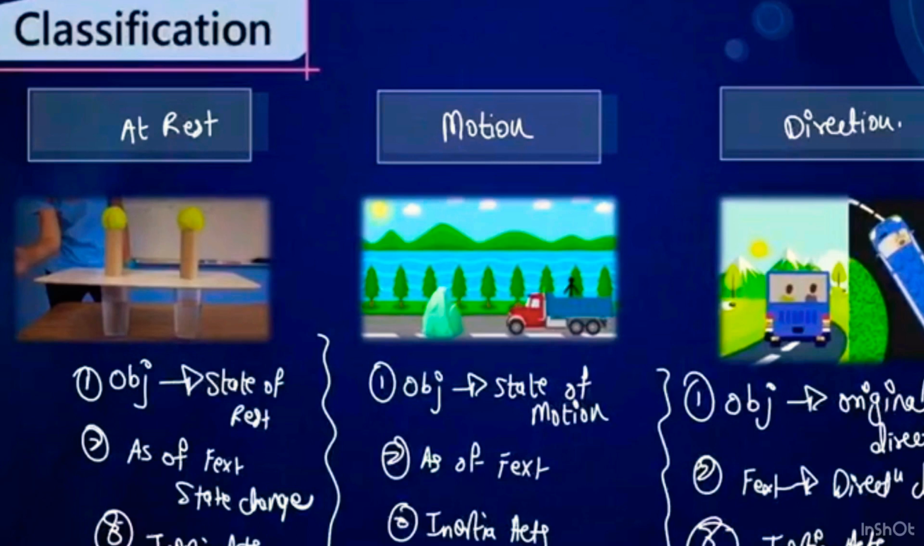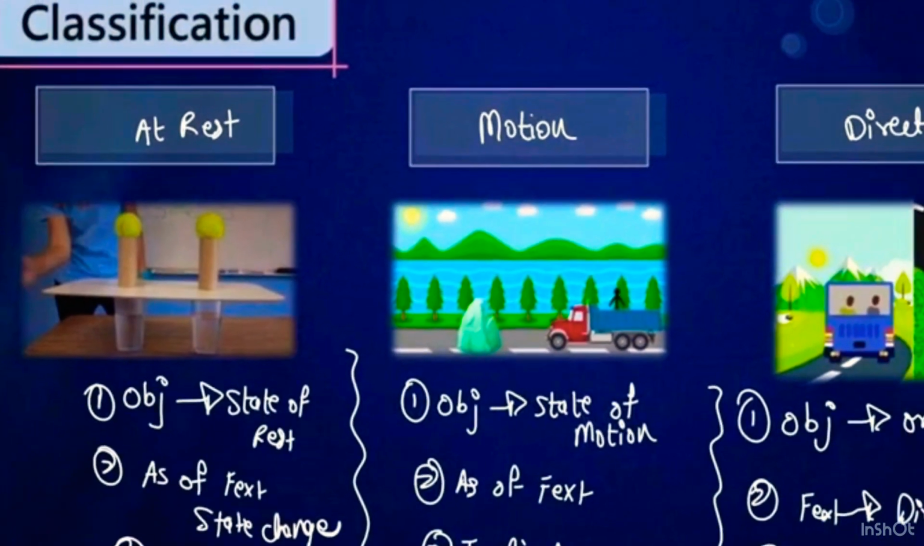Inability, don't forget the word inability, of a body to change its state of rest. Example: a passenger in a stationary bus experiences a backward jerk when the driver starts suddenly. This happens because the feet of the passenger are in contact with the bus and move with it, while the upper part of the body continues to remain in inertia. This is for rest.